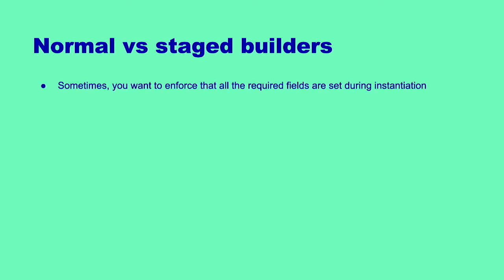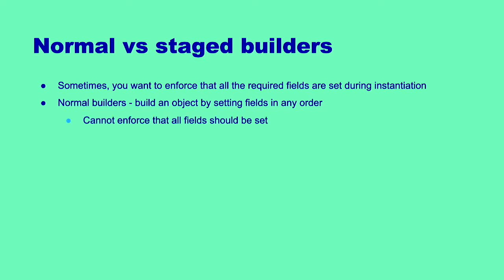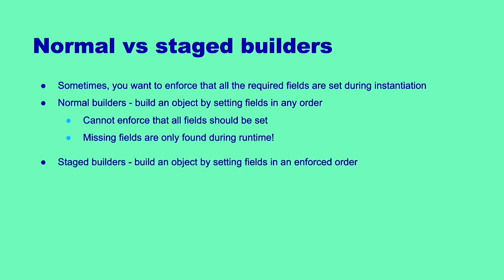So now let's take a closer look at two ways you can generate builder methods in the Immutables framework. Sometimes you want to enforce that all the required fields for a class are set during instantiation. The default builder method that gets generated is the normal builder. In this case, you can build an object by setting fields in any order you wish. And here the builder cannot enforce that all the fields are set, and missing fields, if any, are only found during runtime, which is really bad. Whereas in the case of stage builders, you can only build an object by setting fields in a strictly enforced order. This actually enforces that all the required fields are set, and you cannot call the build method otherwise.